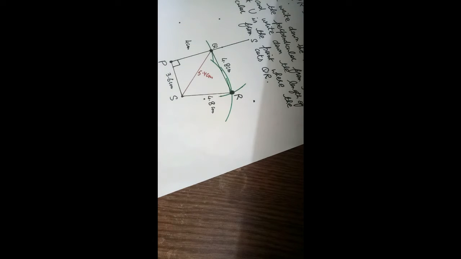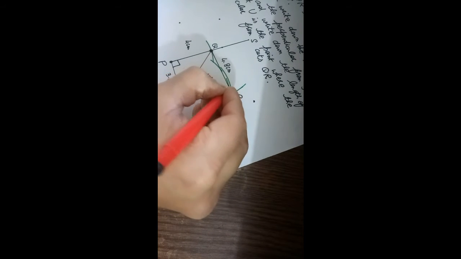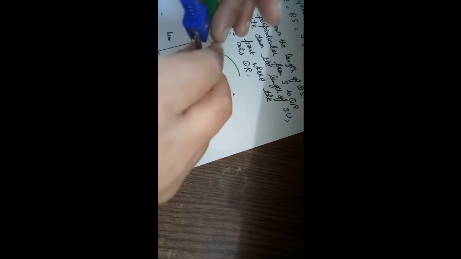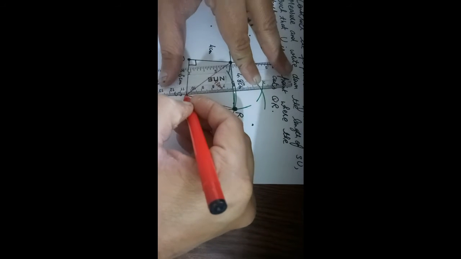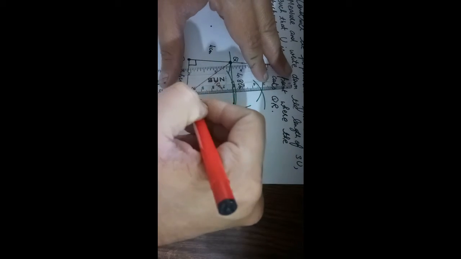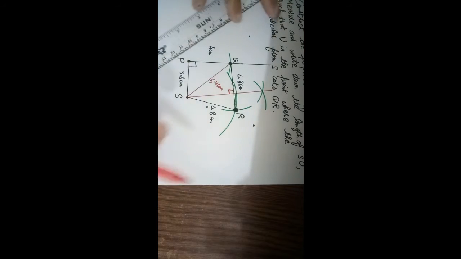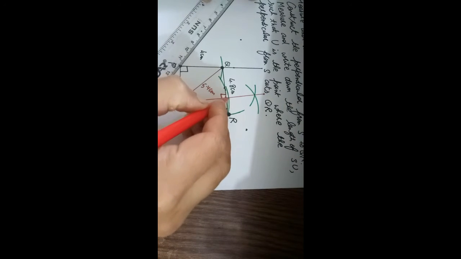I'm showing this with red color, this point and this point. So place your compass again at these two points and draw arcs one by one, which gives you a point of intersection. Just join this S with the point of intersection of these two arcs. It will give you the perpendicular from S to QR. So this is the perpendicular. You can write here, this is 90 degrees. This means the point where the perpendicular cuts is U.